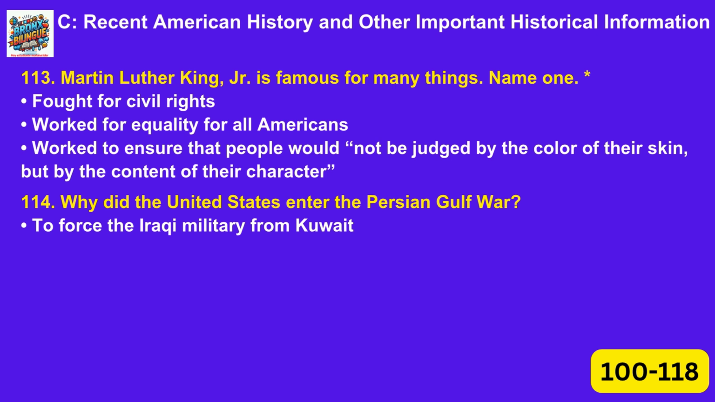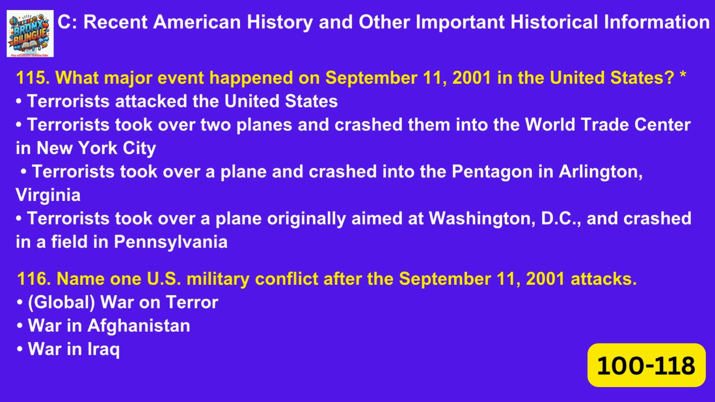113. Martin Luther King Jr. is famous for many things. Name one. Fought for civil rights. Worked for equality for all Americans. Worked to ensure that people would not be judged by the color of their skin, but by the content of their character. 114. Why did the United States enter the Persian Gulf War? To force the Iraqi military from Kuwait.